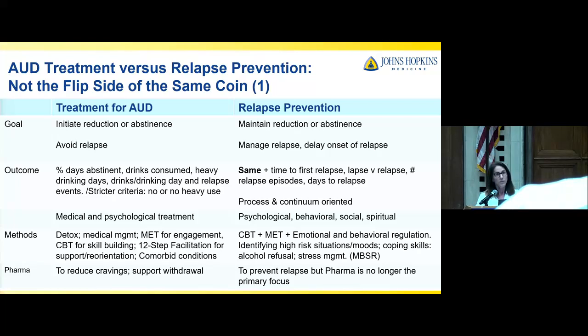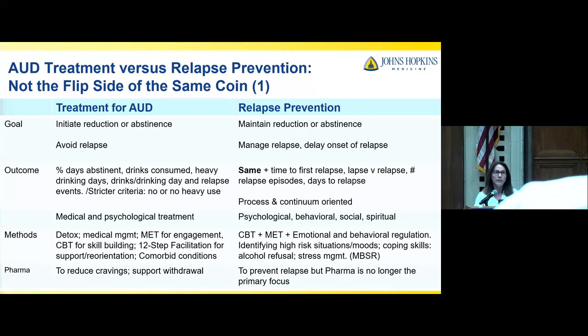Now, if a person can reduce to low-risk use, not so much recommended for alcohol use disorders, but reduce to low-risk use and maintain that, then that's acceptable. So avoiding relapse is important for AUD treatment, and in relapse prevention, it's more about managing the relapse and delaying the onset of relapse. In AUD treatment, medical and psychological treatment is important, whereas I feel like the world opens a little bit in relapse prevention, so it's psychological, behavioral, and spiritual, social too.